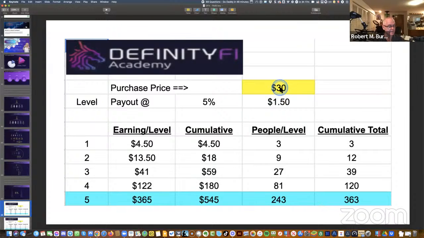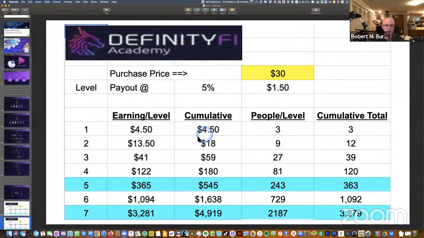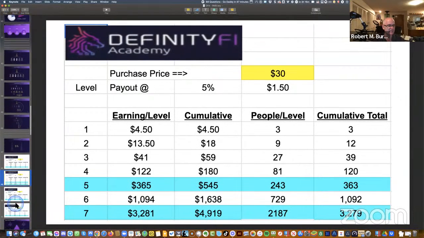So here's just with a $30 matrix now. This is the perfect world model, 3 who get 3 who get 3. You got 363 people in total in your organization. You're going to make $545 back just through 5 levels. Through 7 levels, you're going to make $4,900 back. Again, perfect world example. We don't live in one.